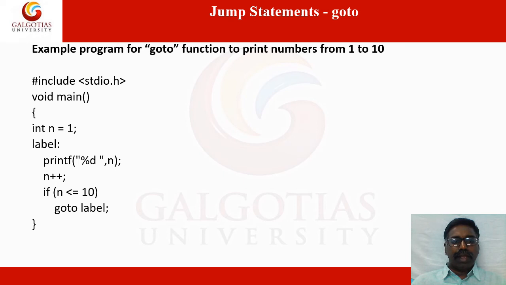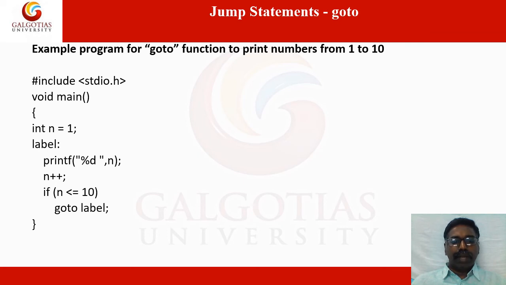Here we are having int n is equal to 1, and then we are having a label, so that the goto will refer to the label only, and then we are having the print statement to display the n value, and n plus plus is used to increment the n value, and then we are having an if statement to check n is less than or equal to 10. Until n is less than or equal to 10, this goto will execute goto label. So the goto statement always needs to be associated with a label.